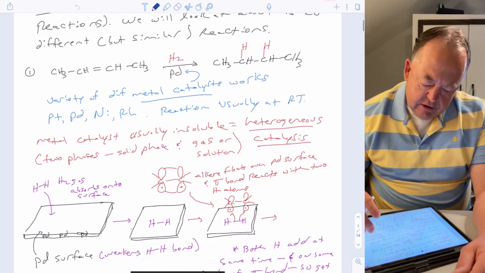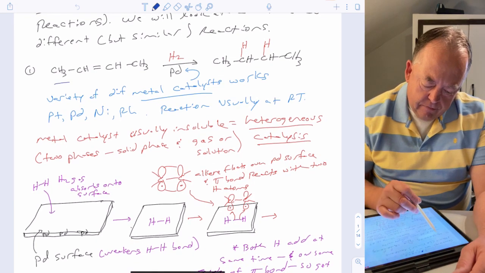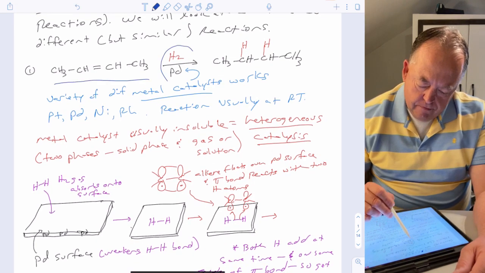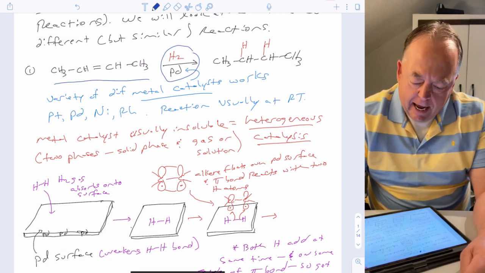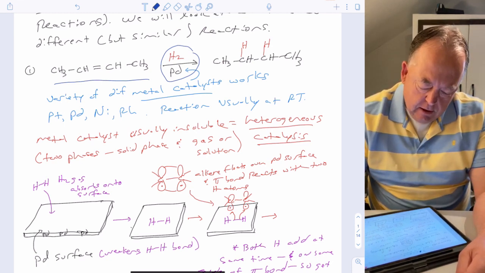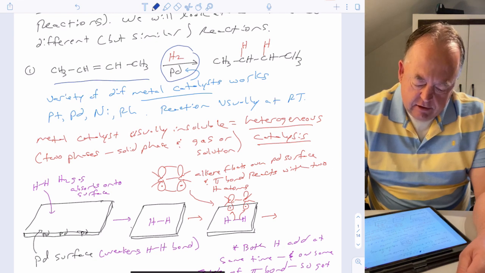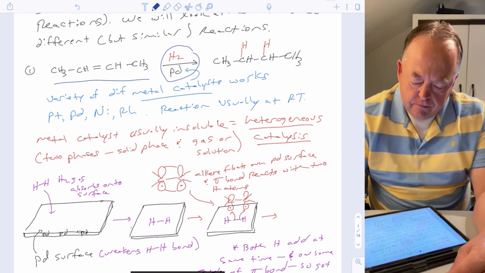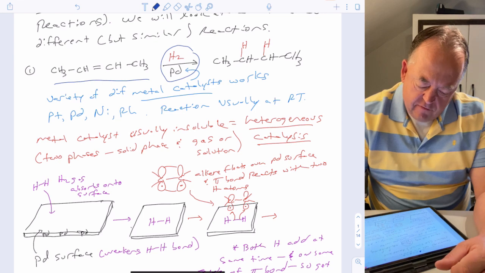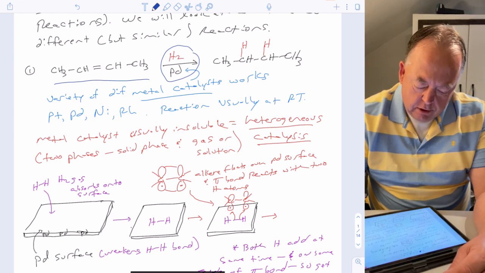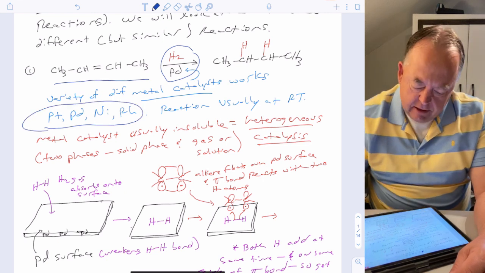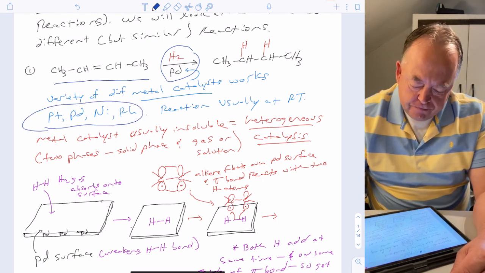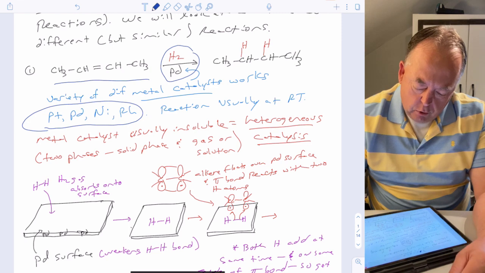So that's the first example. If we take an alkene and react it with H2 and palladium. So palladium is serving as a metal catalyst in this reaction. If you remember what a catalyst is, it's something that speeds up a reaction. And it could be a variety of different metal catalysts that work. It could be platinum, could be palladium, could be nickel, could be rhodium, for example. And these reactions usually work at room temperature.